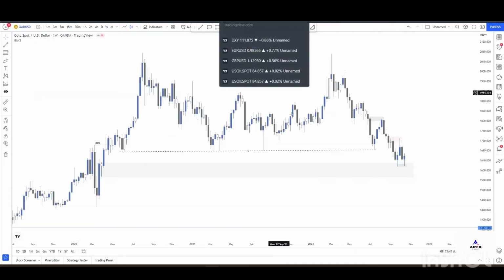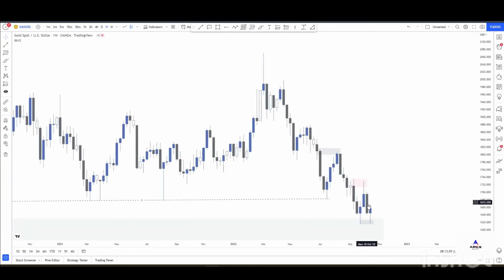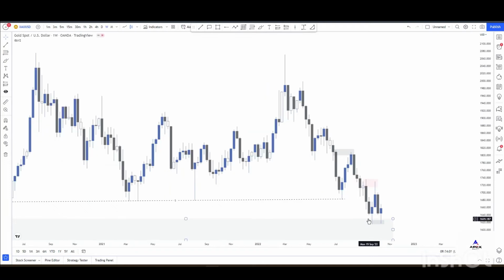All right, so let's push it down to gold. Gold as well is looking very interesting. Now this is the weekly time frame. We have this demand zone here. Price tapped into it and it has been holding price quite strongly for some weeks now. This is 4 weeks now. Price has failed to really break below that zone.